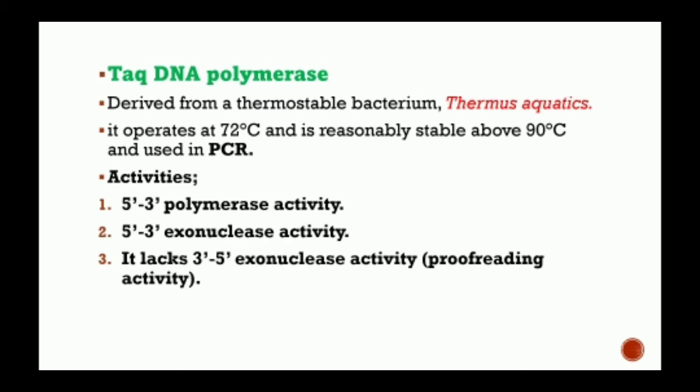Another type of template-dependent DNA polymerase is Taq DNA polymerase. Taq polymerase is a DNA polymerase derived from a thermostable bacterium, Thermus aquaticus. It operates at 72 degrees centigrade and is reasonably stable above 90 degrees centigrade, and is used in polymerase chain reaction. It has 5' to 3' polymerase activity and a 5' to 3' exonuclease activity, but it lacks the proofreading activity. This was all about template-dependent DNA polymerases.